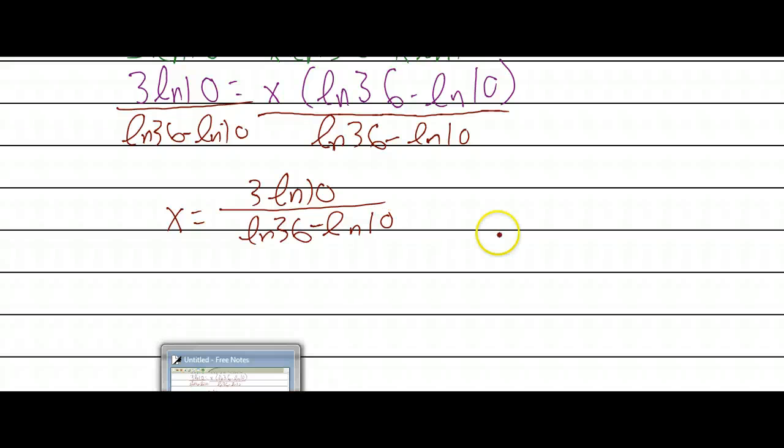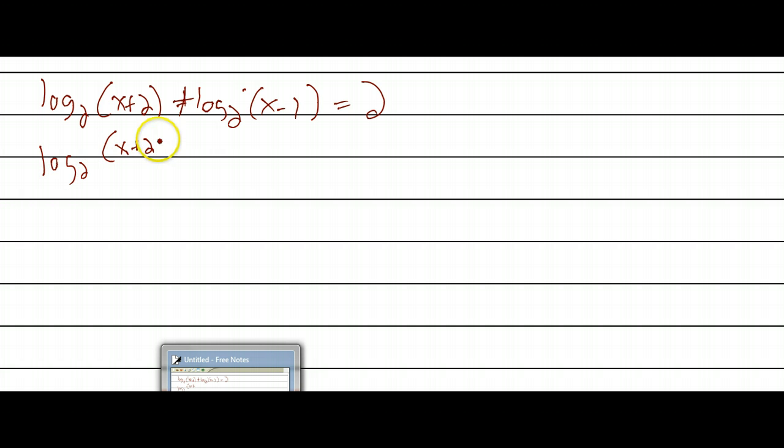All right, D. I have enough room for D. For D, it's log base 2 of x plus 2 plus log base 2 of x minus 1 equals 2. So they have the same base and you're adding them. What you have to do is multiply. So you have log base 2 of x plus 2 times x minus 1 is equal to 2.